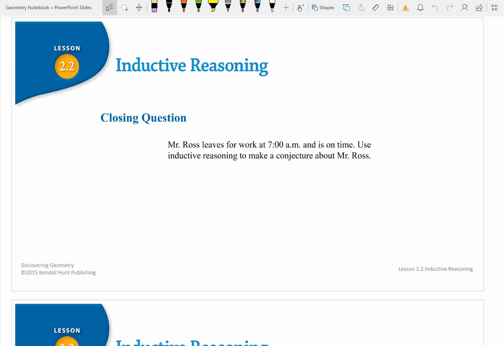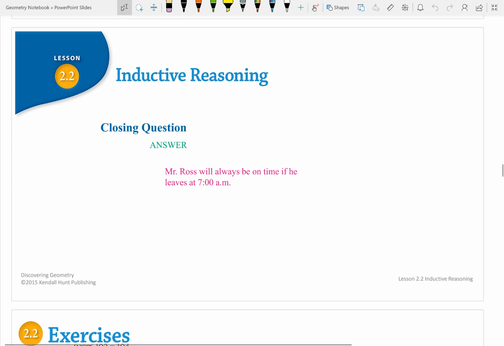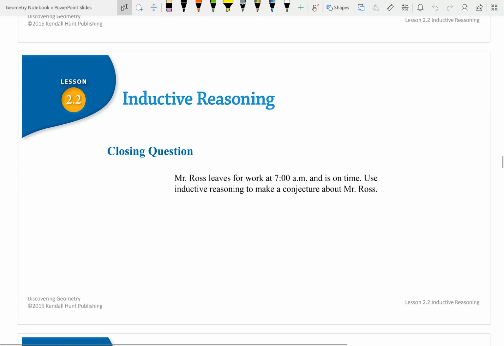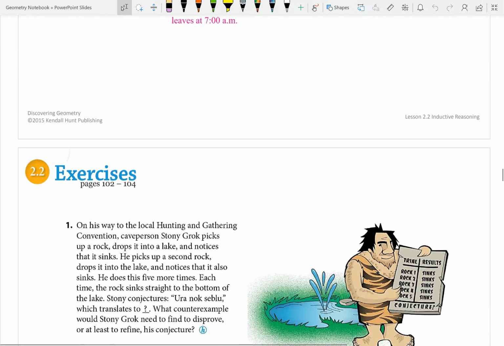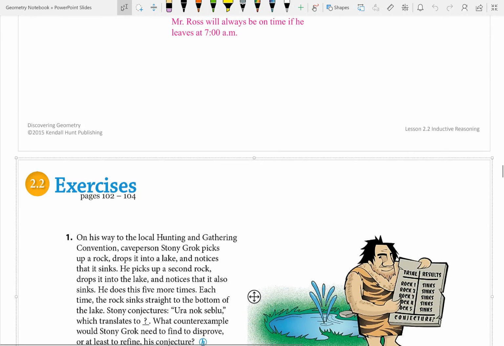Mr. Ross leaves for work at 7 a.m. and is on time. Use inductive reasoning to make a conjecture about Mr. Ross. Mr. Ross will always be on time if he leaves at 7 a.m. Wow. That concludes lesson 2.2.